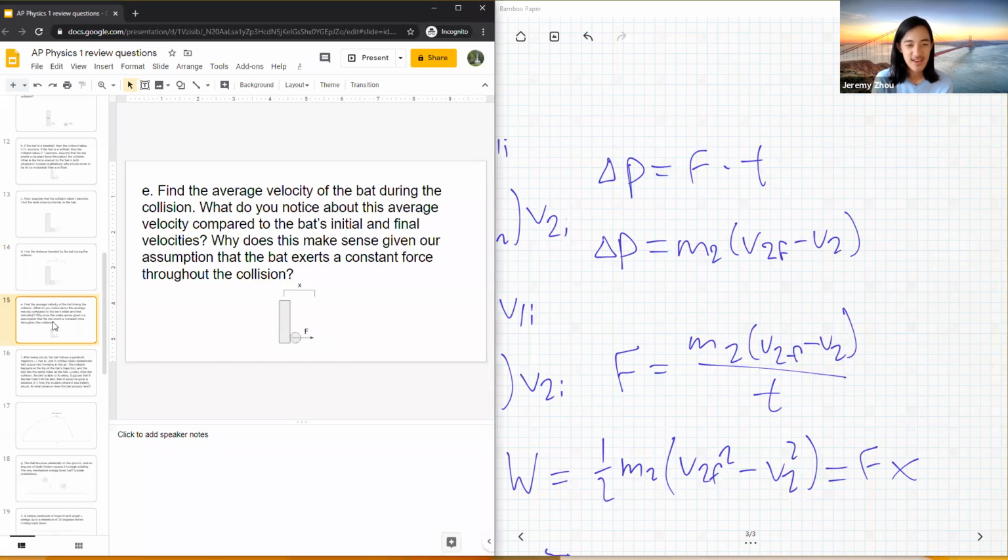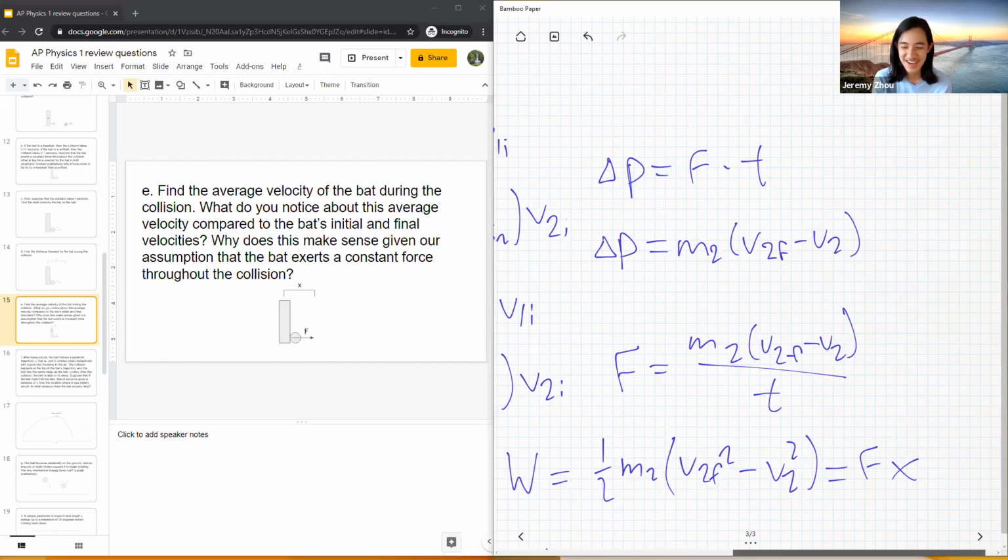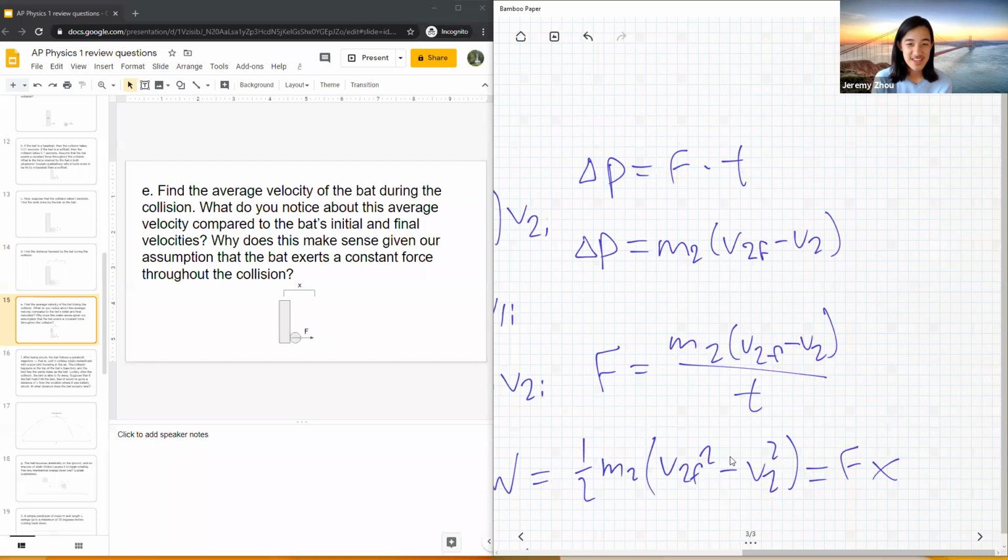Nope. Okay, now here is the punchline. Find the average velocity of the bat during the collision. What do you notice about this average velocity compared to the bat's initial and final velocities? Why does this make sense given our assumption that the bat exerts a constant force throughout the collision? So let's write down here x.